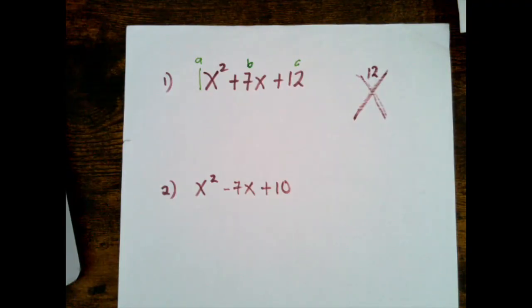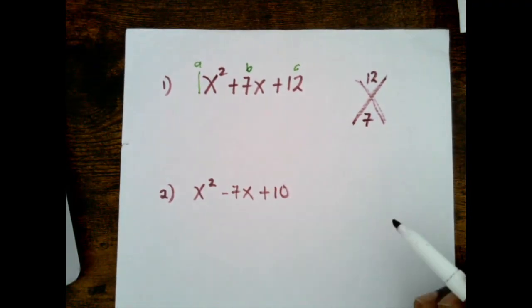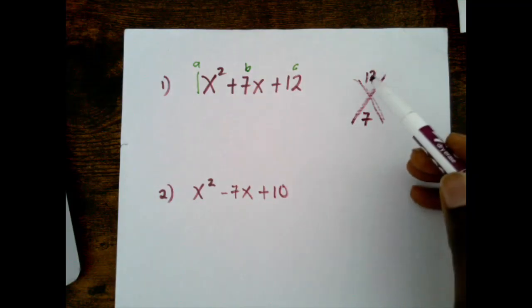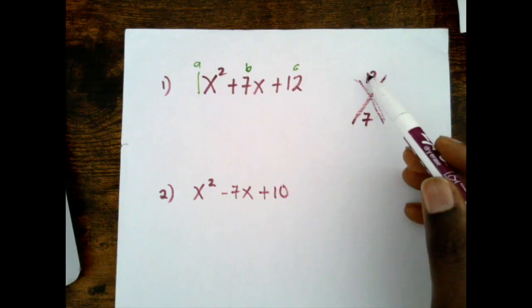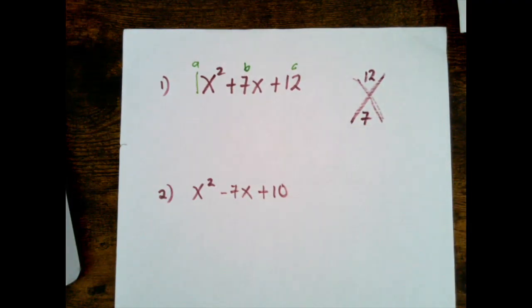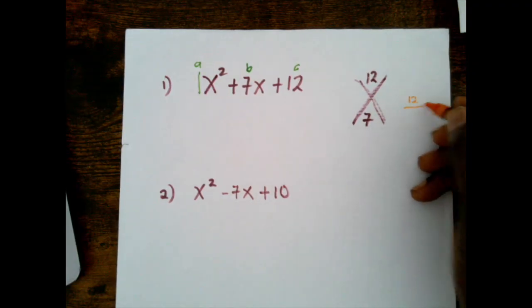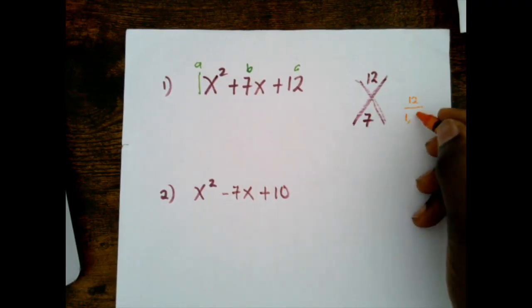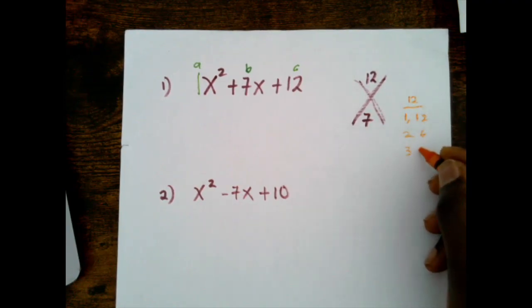So what do I do? Let me say that again. You find 2 numbers that will multiply to a times c. So 1 times 12 is 12. Then those two numbers will have to add to 7. Now let's quickly check. What are some of the numbers that can multiply to 12? Let's find out. I can do 1 times 12, 2 times 6, and 3 times 4.